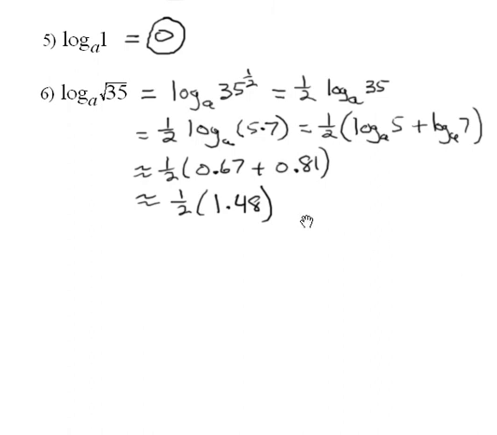Let's simplify and add those together. 0.67 and 0.81 is 1.48. 1 plus 7 is 8. 8 plus 6 is 14. And we need 2 decimal places.